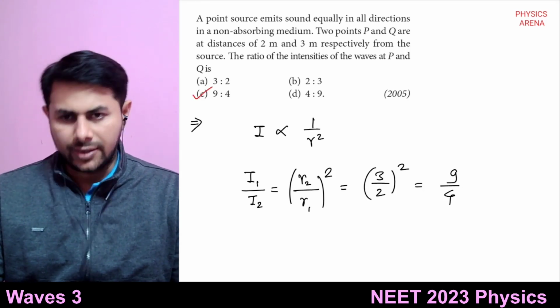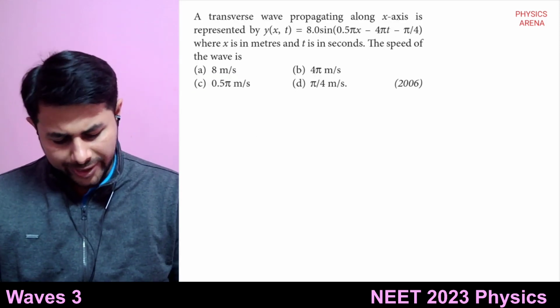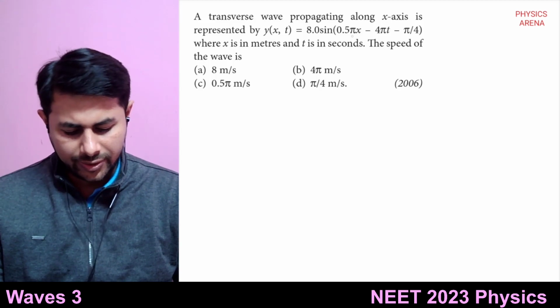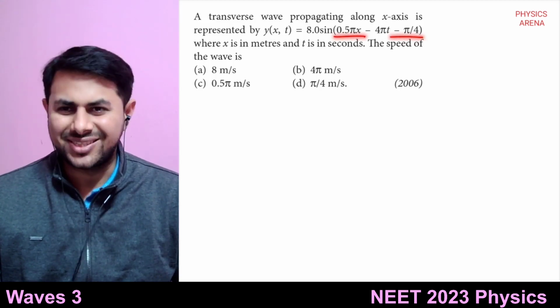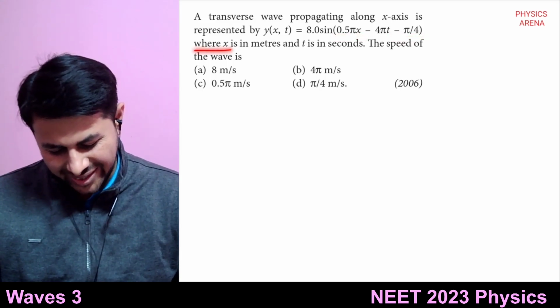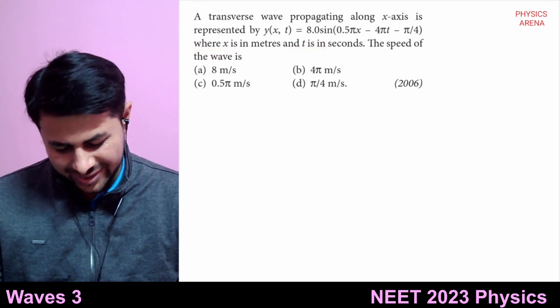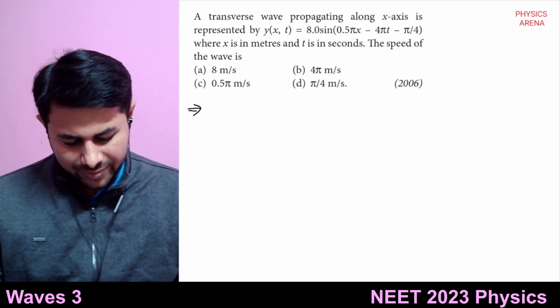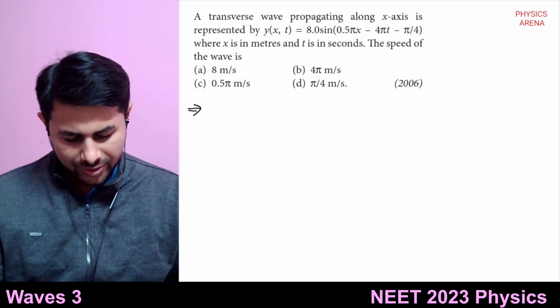Option C. A transverse wave propagating along the x-axis is represented by 8 sine of this thing minus this thing minus this thing, where x is in meters and t is in seconds. The speed of the wave is? This is simple again, repeated kind of questions.